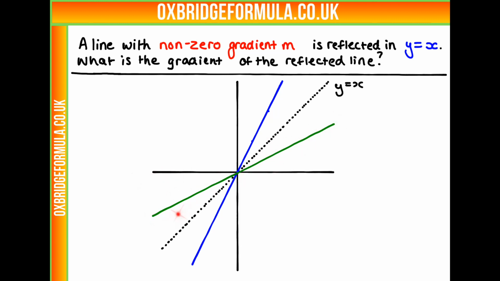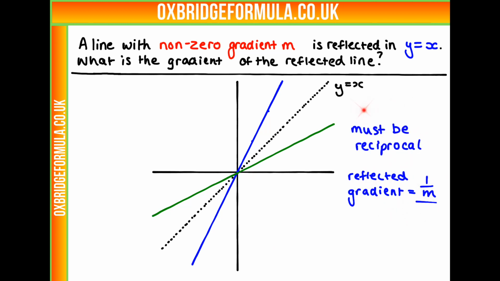m is a half. So the reflected gradient is now 1 over m instead of m. It's the reciprocal. So we can say there's no change in sign and it has to be a reciprocal. That means our reflected gradient is 1 over m and the answer is C.